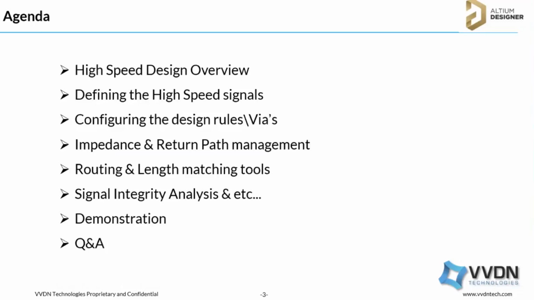So how to configure the high-speed design rules and vias, and what it means for the impedance and return path management, and we will go through what routing options we have in Altium, routing and length matching options, and signal integrity analysis. Of course, if it is a high-speed design, we should do the signal integrity analysis, right? And much more, we will see some other options also, which are related to high-speed designs. And finally, if we have some time, I will show a demonstration of the features we are going to discuss, right? In the end, we will have a question and answer session.